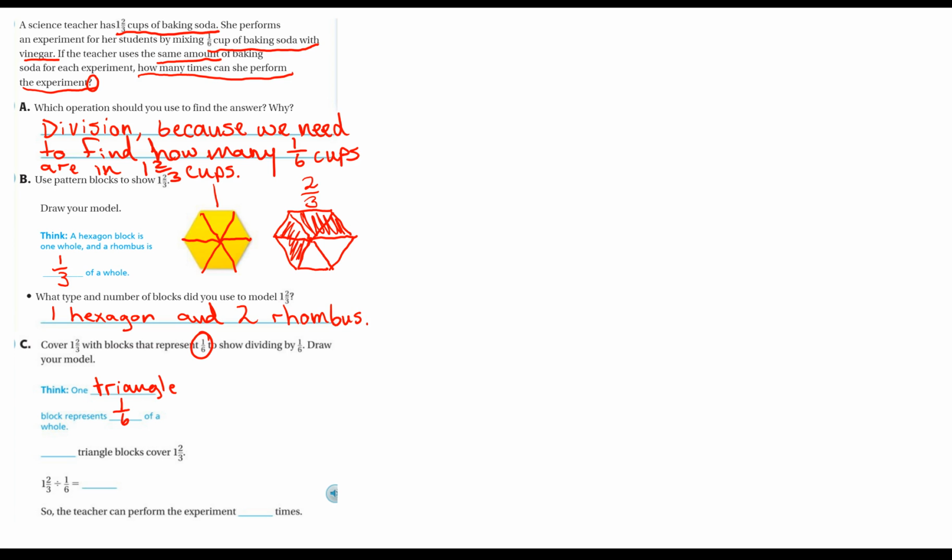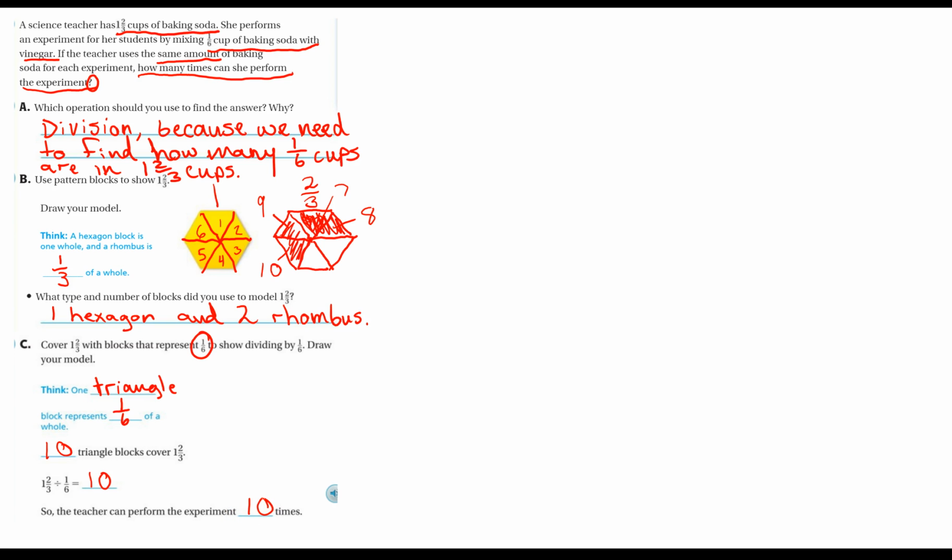So now we just count the triangles. Here's 1 2 3 4 5 6. And this one right here would be 7. This one's 8. This one's 9. And this one's 10. So 10 triangle blocks cover 1 2/3. So 1 2/3 divided by 1/6 is 10. So the teacher can perform the experiment 10 times.